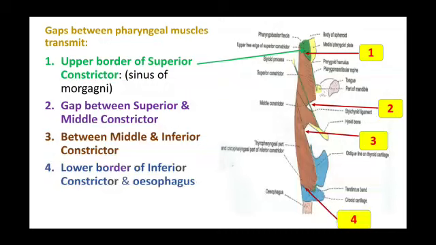Now we have the gaps between the pharyngeal muscles. The first gap is found at the upper border of the superior constrictor muscle, also called as sinus of Morgagni. The second gap is between the superior and middle constrictor muscle. The third gap is between the middle and inferior constrictor muscle. And the fourth gap is found at the inferior border of the inferior constrictor muscle, between the constrictor muscle and the esophagus.